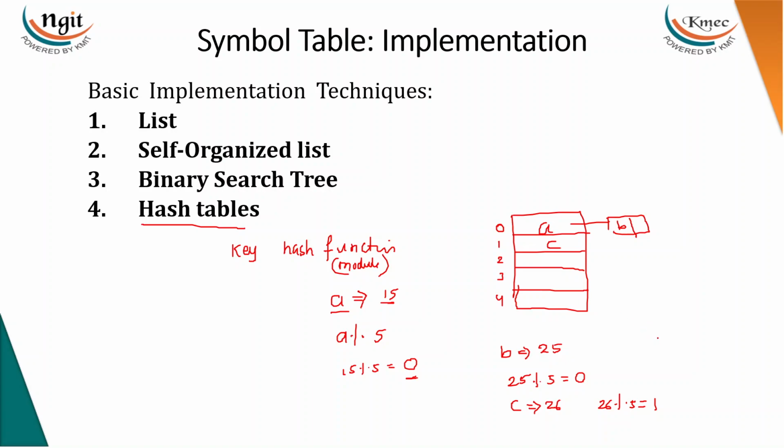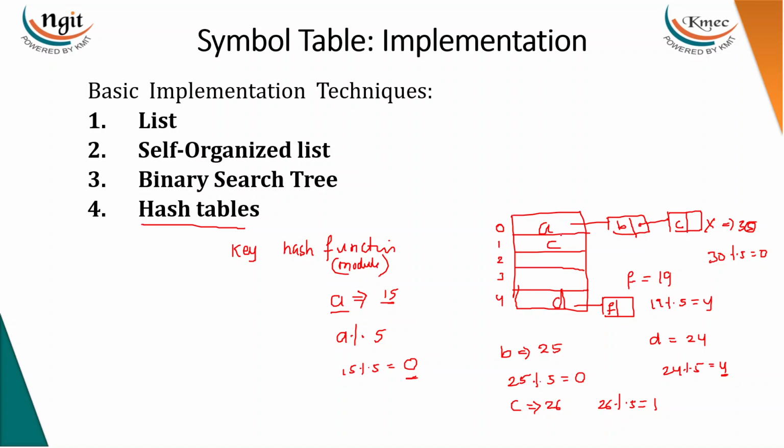Assume we have d, which has 24. What is 24 mod 5? It is 4, so we store d in the fourth record. Assume we have f equivalent to 19. 19 mod 5 is again 4, so we create one more entry for f. And assume x is 30. What is 30 mod 5? It is 0, but 0 already has two entries, so you can insert one more, for x.